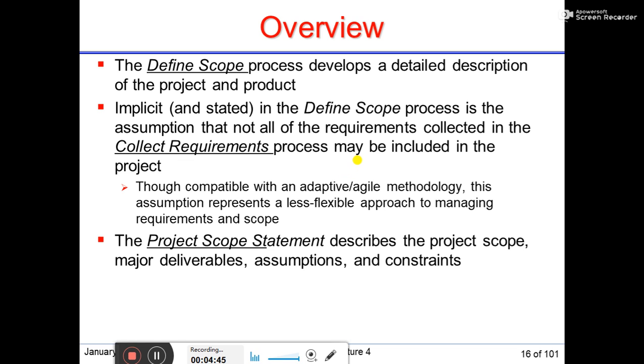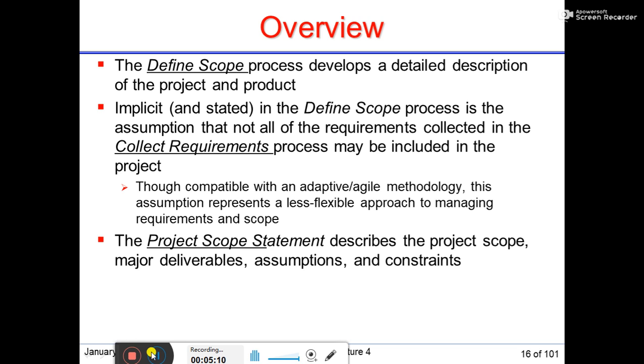As an overview, the define scope process, mentioned in the first slides of this video about project scope management. We need to define the scope of the project. That is why the define scope process develops a detailed description of the project and product.